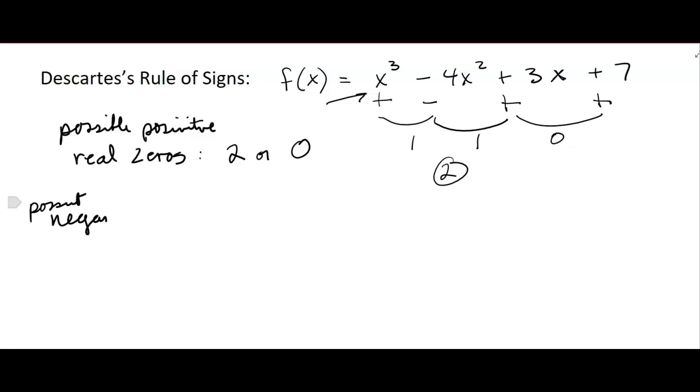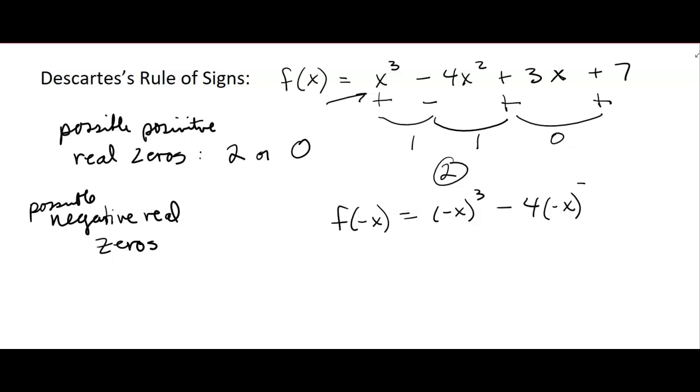Possible negative real zeros. So what you do is you have to find f of negative x. So you're putting a negative x into the function, and then you're going to count the sign changes. So this, if it has an odd exponent, it's going to change its sign. But if it's even, then it's not going to change its sign. Because when you square a negative x, you're just going to have x squared. So, but this one, see, it's going to be a negative 3x because it's x to the first power, negative x to the first power plus 7.